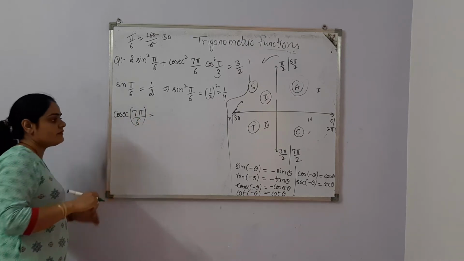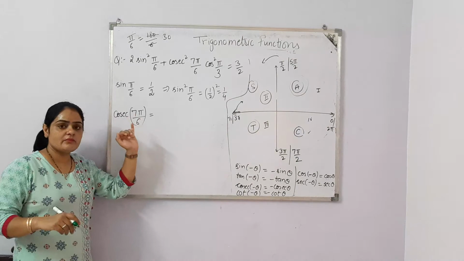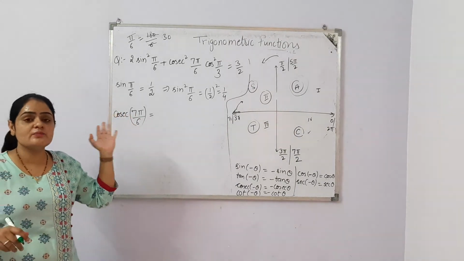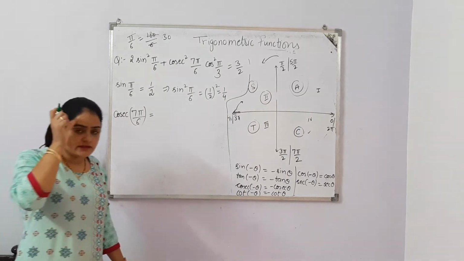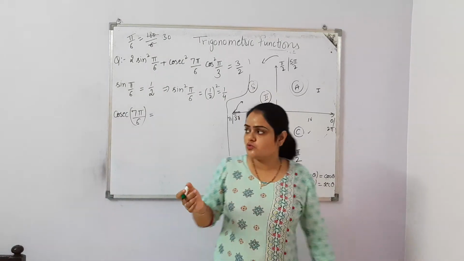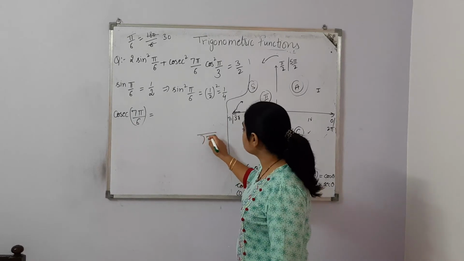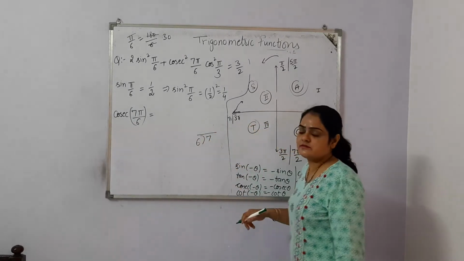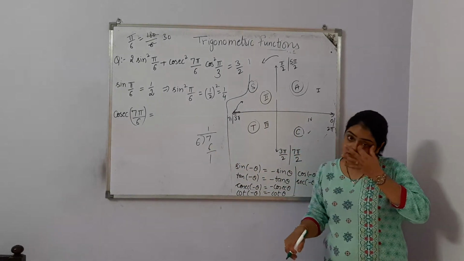Cosecant 7 pi by 6. Of course this is 7 pi by 6. This is not in terms of pi or pi by 2, because here it is coming pi by 6. So in this case, what we are going to do, first of all, we'll divide 7 by 6. 6 ones are 6, and we are getting the remainder as 1.